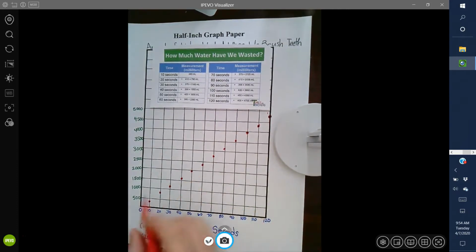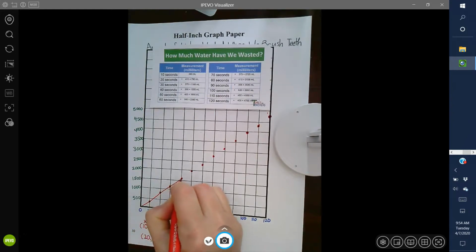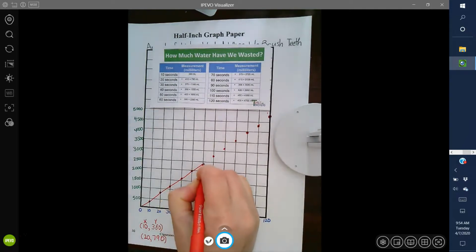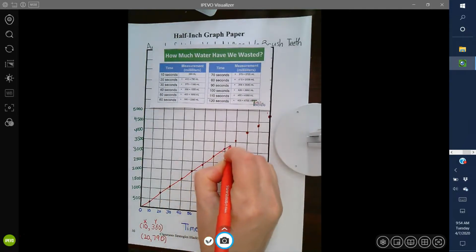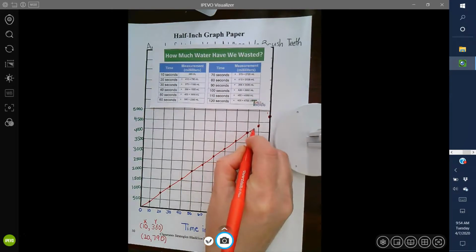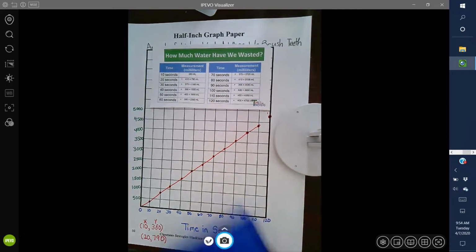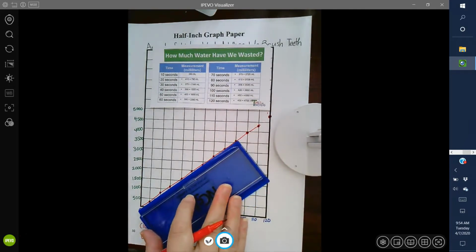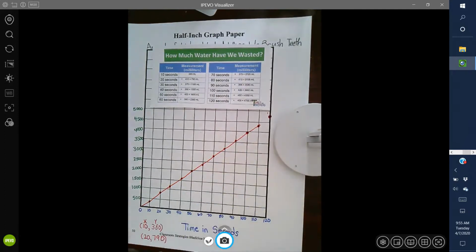Do you see how the dots are going? Now remember, a line graph, we also connect the data points. So I'm going to connect. We could actually start from 0 because at first there was no water being wasted. And I'm going to connect my lines. Sometimes you can use a straight edge, like you could take a straight line and help you make the line even straighter, or something that's straight.